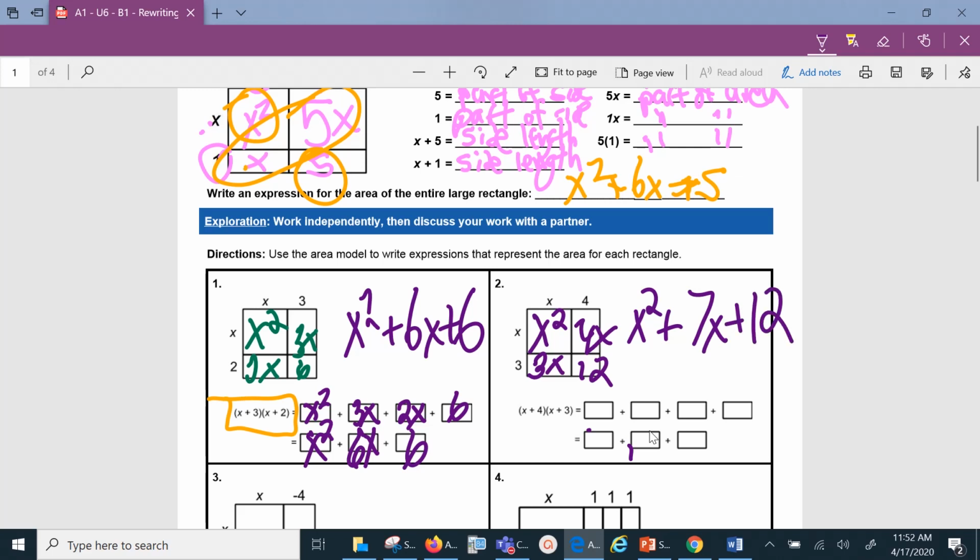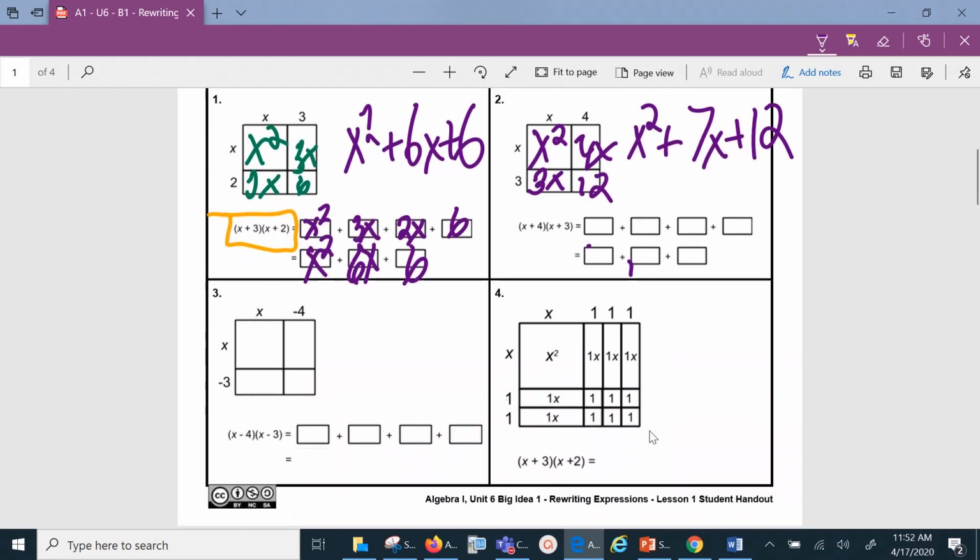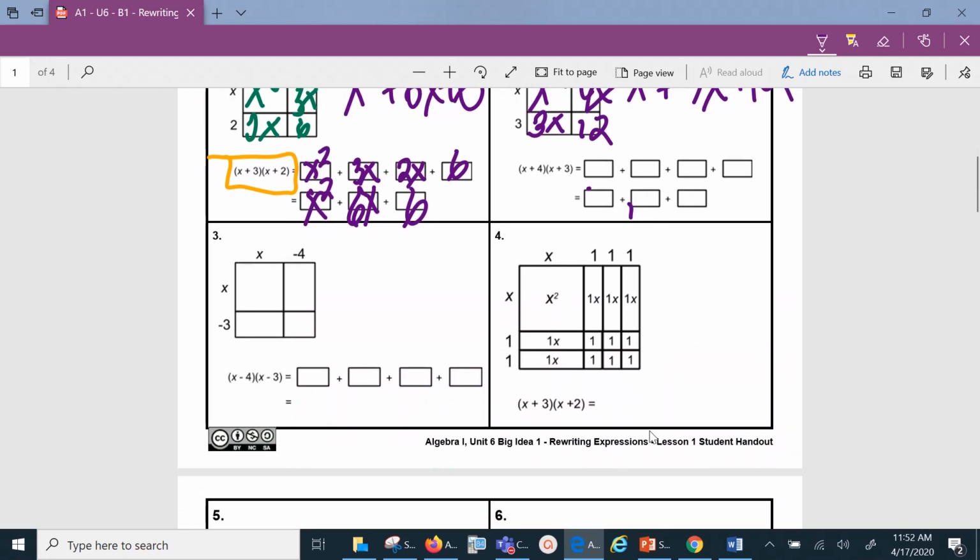Now I want you to look for patterns. What could I have done with 3 and 4 to get 7 and 12? I want you to think about, are there any shortcuts? So now we're going to do x minus 4 and x minus 3. And then I'm going to go to a blank paper to do the last one.